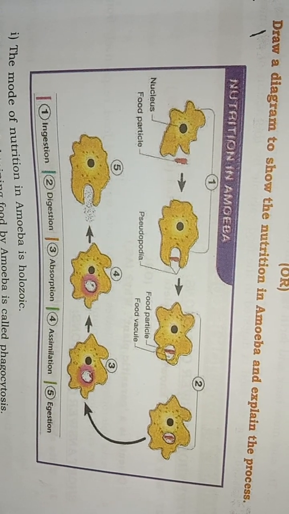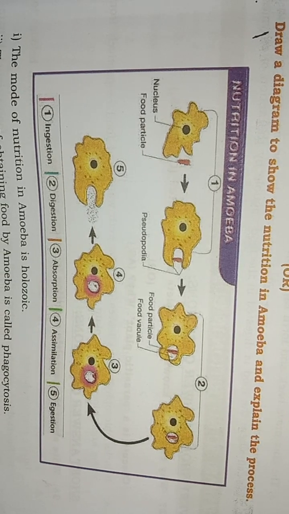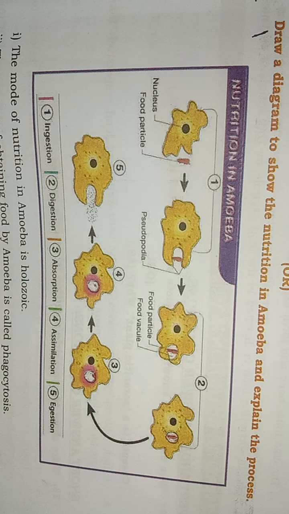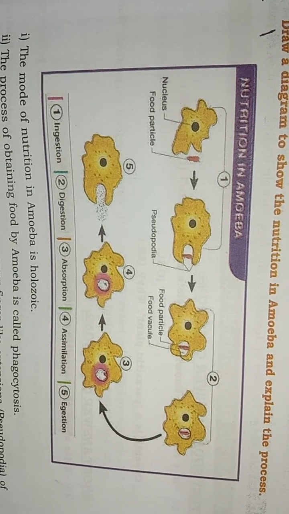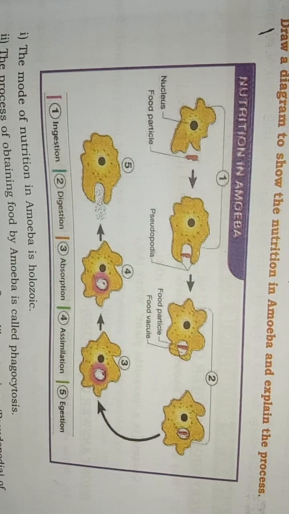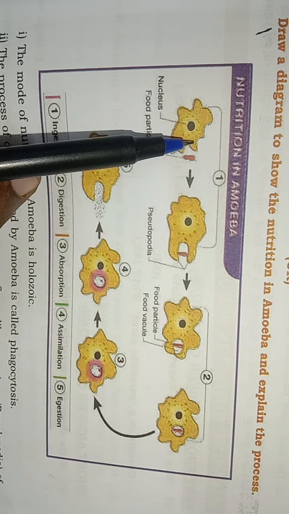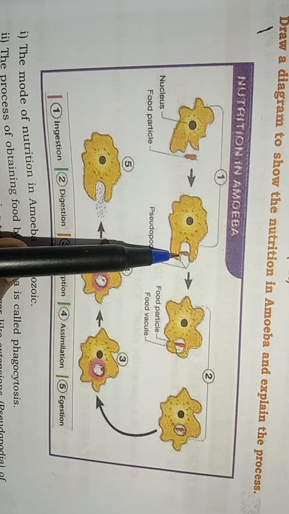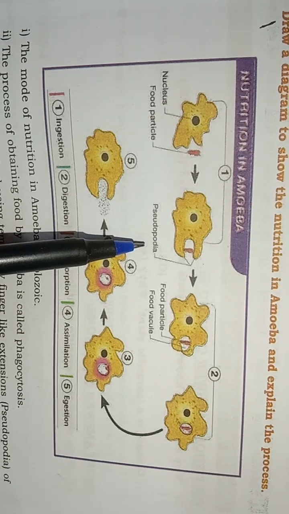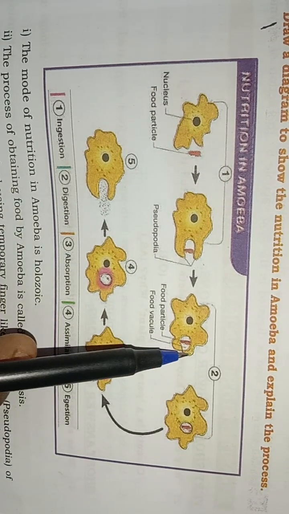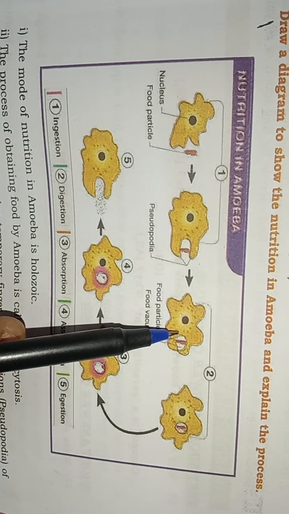So what will happen whenever it finds its food near to the amoeba? Amoeba takes food using temporary finger-like extensions, pseudopodia, of the cell surface. Whenever it finds the food, it extends its body to the food, right? This extended part is called pseudopodia. Then it creates a food vacuole by closing the pseudopodia. Then it takes the food inside the body.